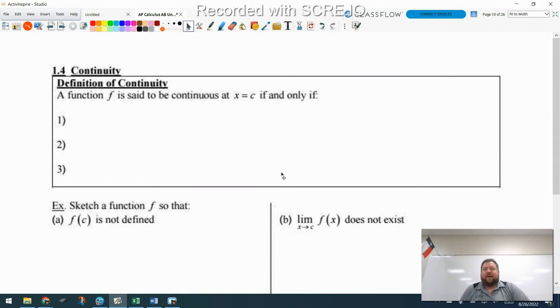All right, today's lesson we're going to talk about continuity. So you've heard this word before. You've heard the word continuous. You've heard that word in relation to functions, which is what we're going to be looking at.